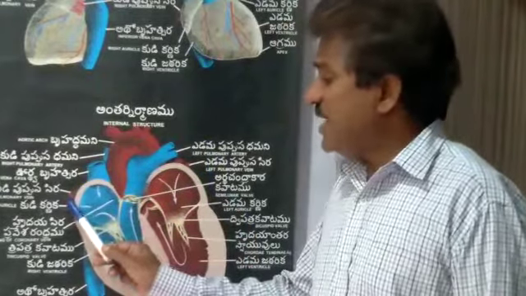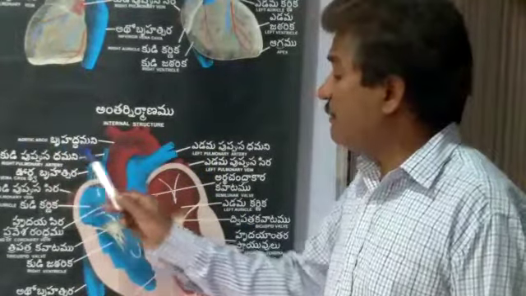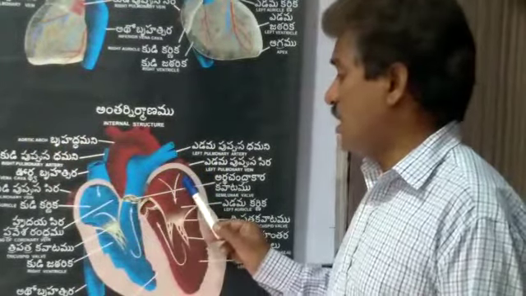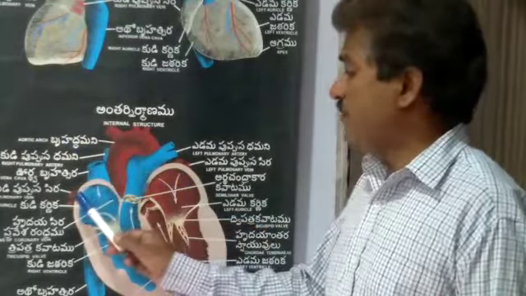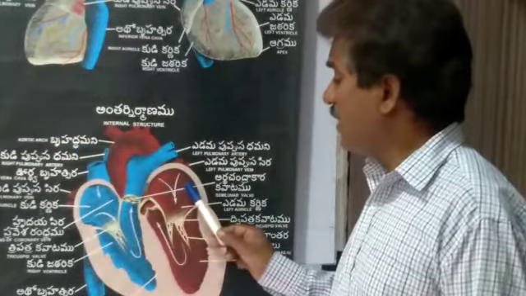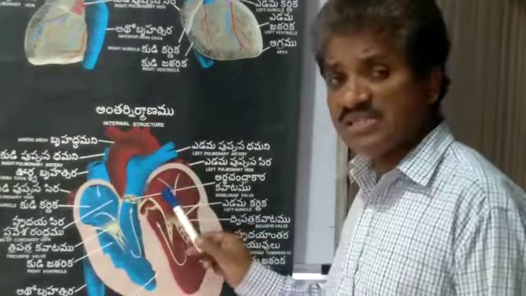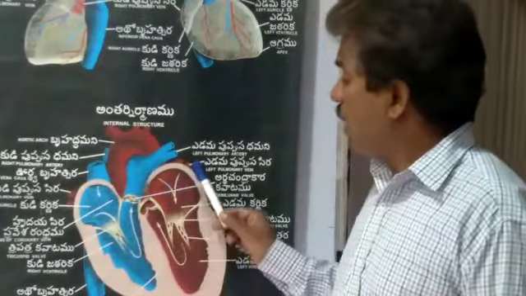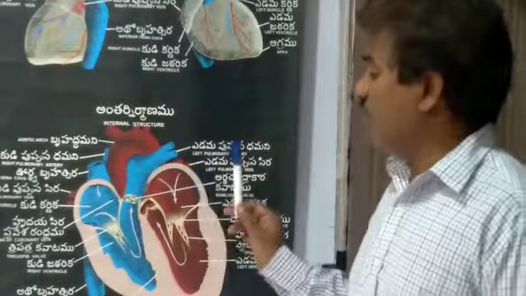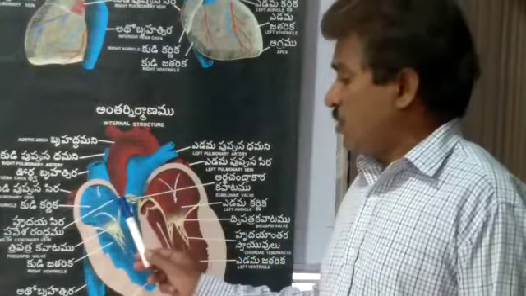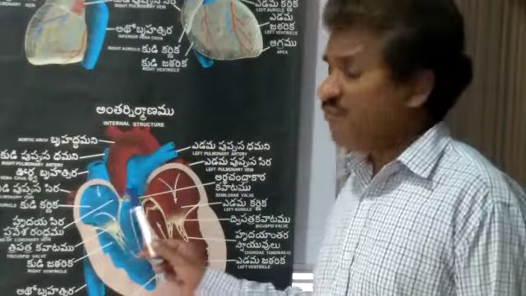Children, so the right atrium is filled with deoxygenated blood. Pulmonary veins carry oxygenated blood from the lungs to the heart, the left atrium. Pulmonary veins enter into the left atrium. Pulmonary veins carry oxygenated blood. So the left atrium is filled with oxygenated blood. So atria are filled with blood.